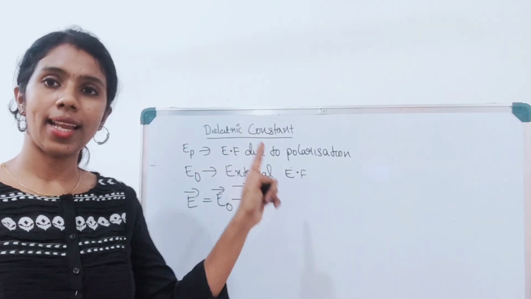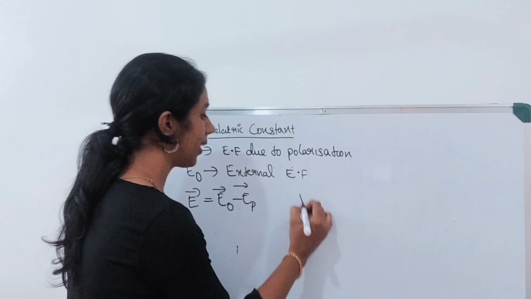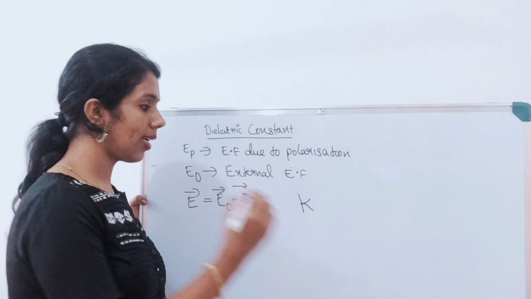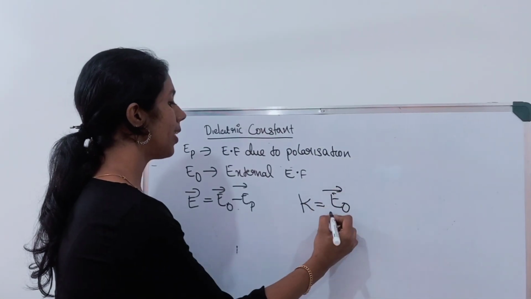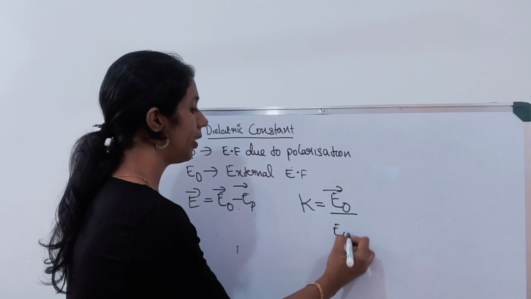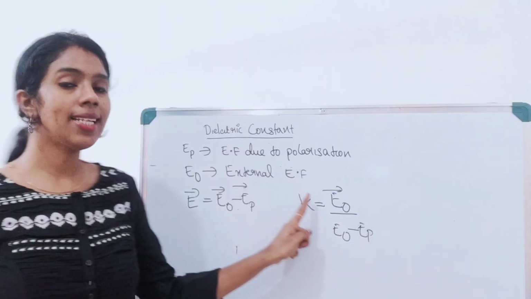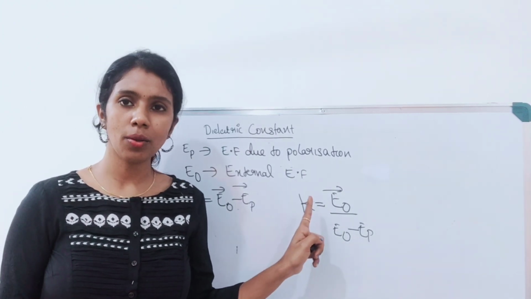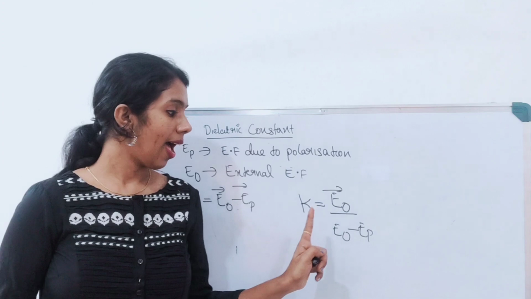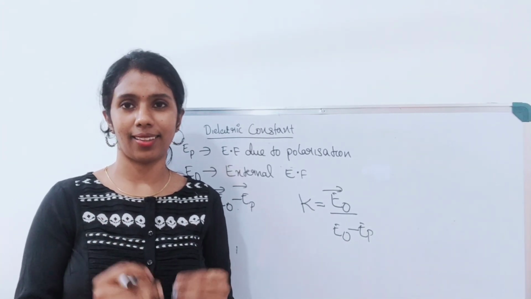Now comes the dielectric constant. Dielectric constant is denoted by the letter K. It is the ratio of the original or external electric field to the electric field inside the dielectric. So K is equal to E0 divided by E0 minus EP, where E0 is the external electric field and E0 minus EP is the electric field inside the dielectric.